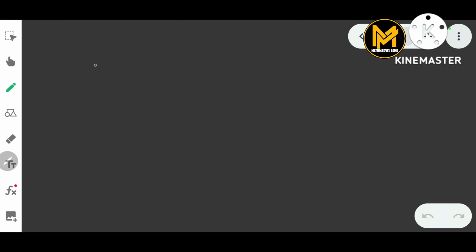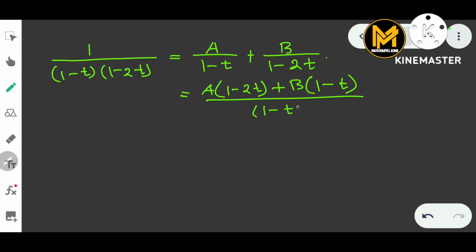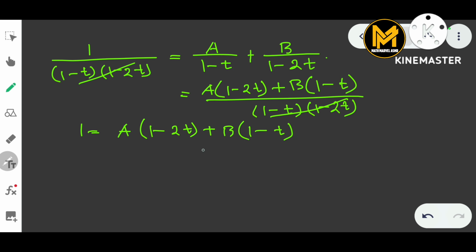So 1 divided by 1 minus t into 1 minus 2t is equal to a by 1 minus t, since 1 minus t is in linear form. Now b by 1 minus 2t. This is also a linear part. So take the LCM: a into 1 minus 2t plus b into 1 minus t divided by this. Now these bottom parts will be omitted. Then it will be 1 is equal to a into 1 minus 2t plus b into 1 minus t.